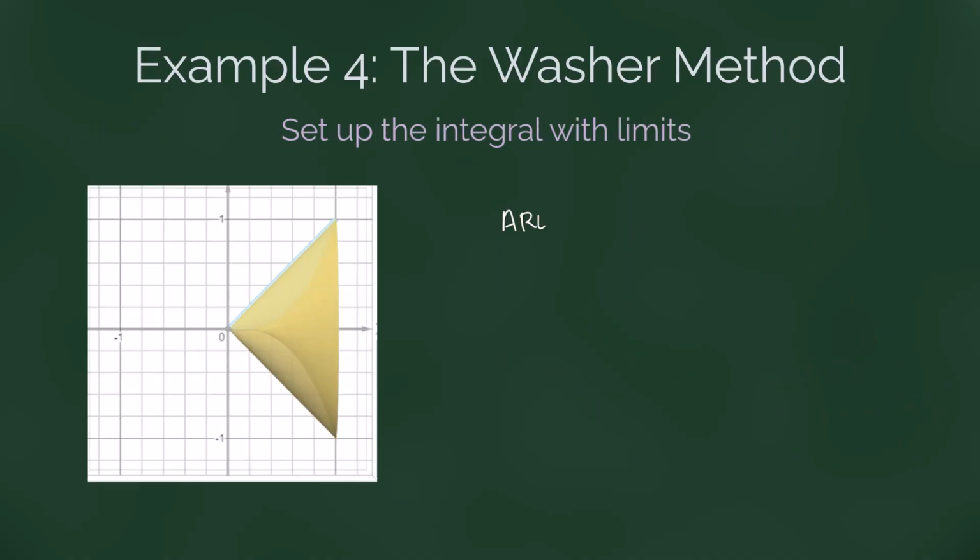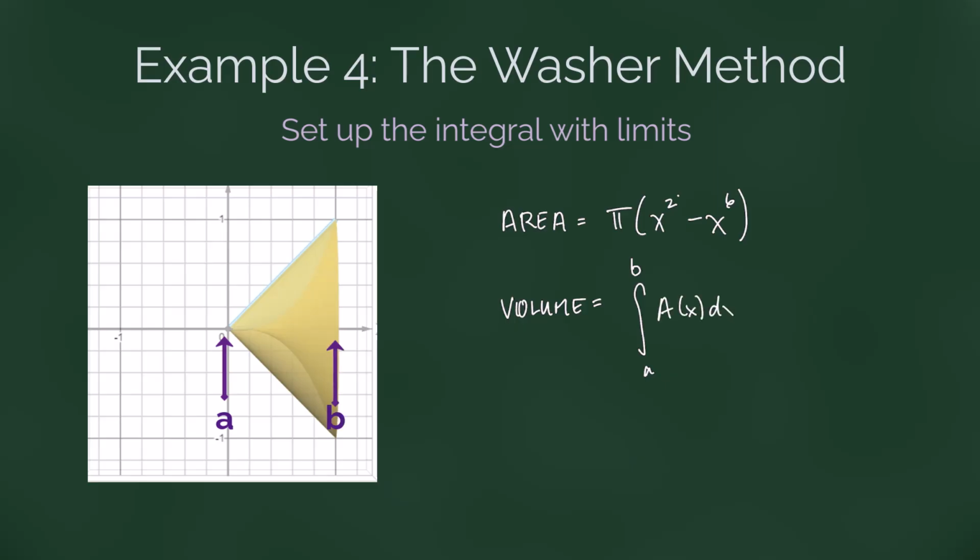Now that we know the area of our cross-section, we proceed with our next step, which is to set up the integral with appropriate limits. So our area was pi times the quantity x squared minus x to the sixth. Our volume is then going to be the integral from a to b of that area function dx.